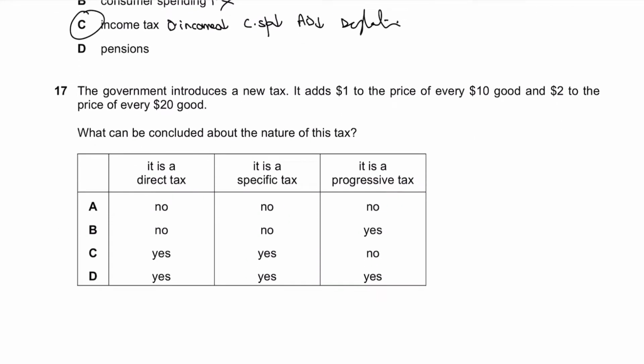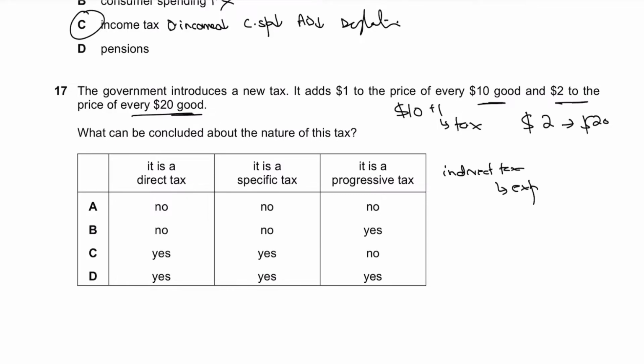17 says the government introduces a new tax. It adds $1 to every $10 goods and $2 to the price of every $20 goods. So if a good is worth, let's say, $10, the government is adding $1 to it, which is the amount of tax, and it is adding $2 if the good is worth $20 in the market. So remember that all those taxes that are added to the price of the good are indirect taxes, because they're actually being added on the firm's product, or you can say on the price of the product. That is why indirect taxes are also known as expenditure taxes, right?